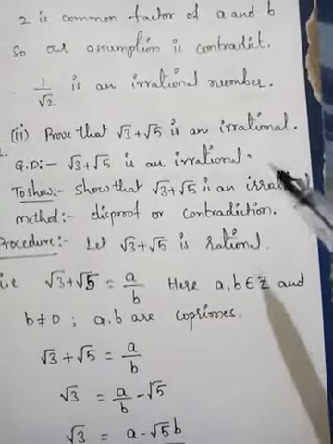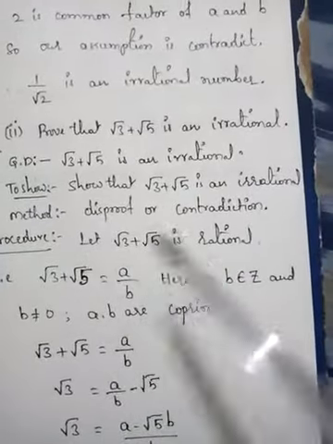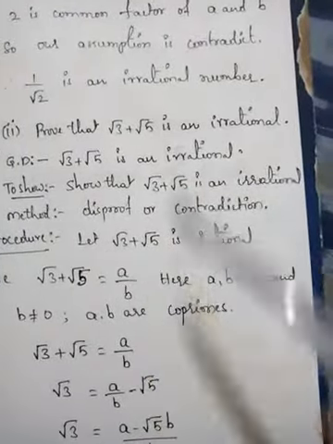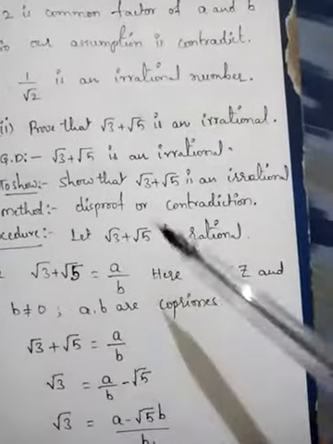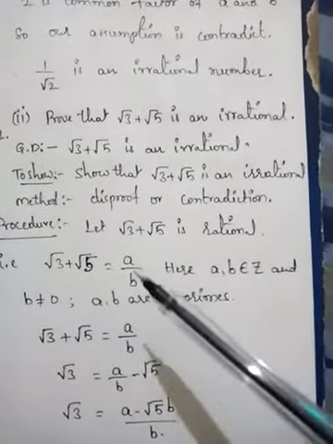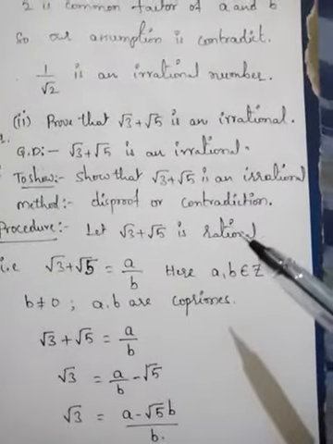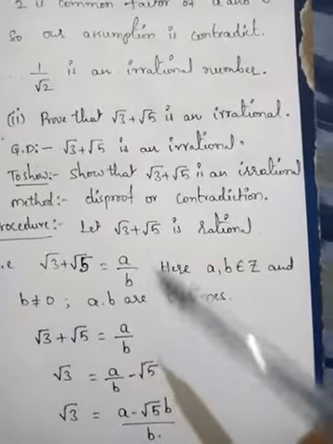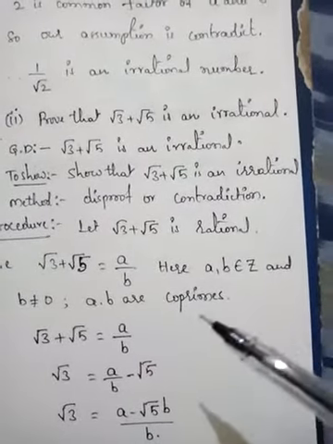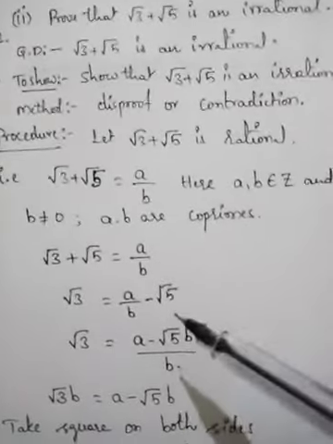In the same way, prove that root 3 plus root 5 is an irrational number. Given data, to show and method are all as in the previous problem. In the procedure, assume root 3 plus root 5 is a rational number. So root 3 plus root 5 is equal to a by b. Here also the same sentence: a and b belong to Z, b not equal to 0, and a, b are co-prime numbers.